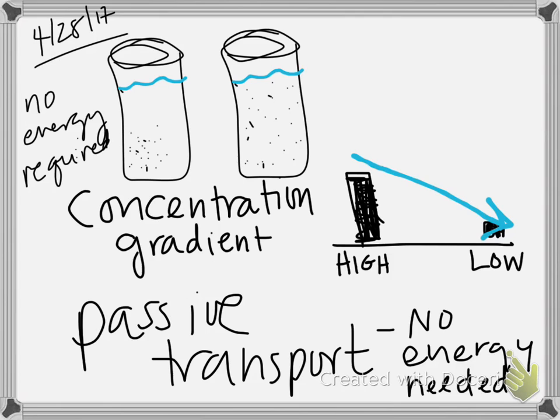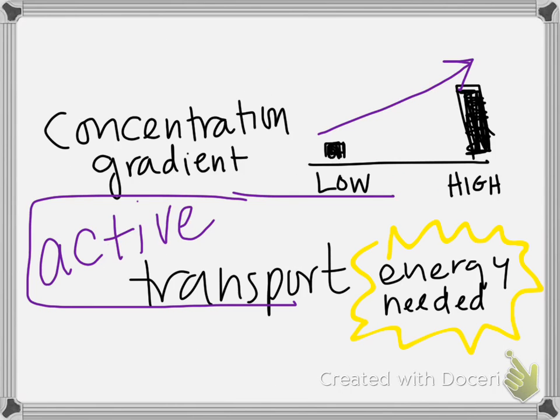Now, if we want to reverse this process, if I want to move materials up a concentration gradient, I'm going to have to put some energy into it. If you want to carry a rock up a hill, you're going to have to put energy in. If you want to roll it down, it's no problem.